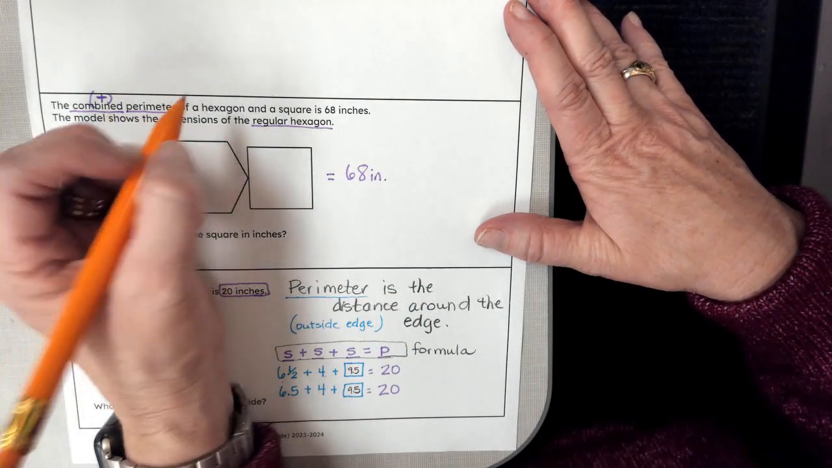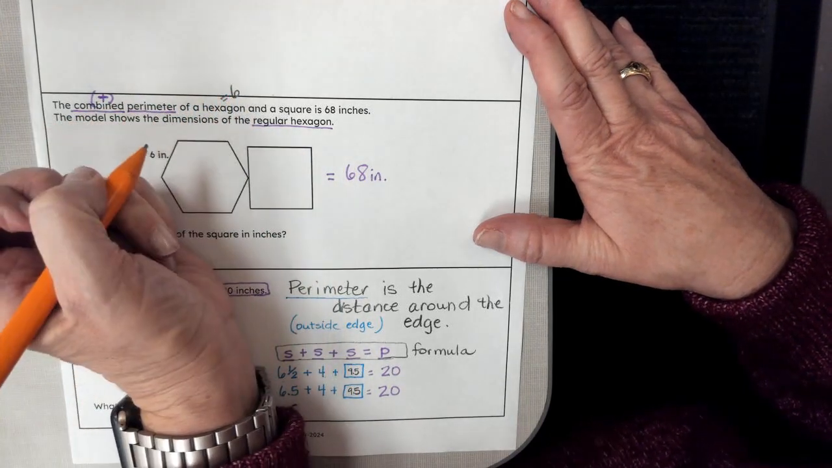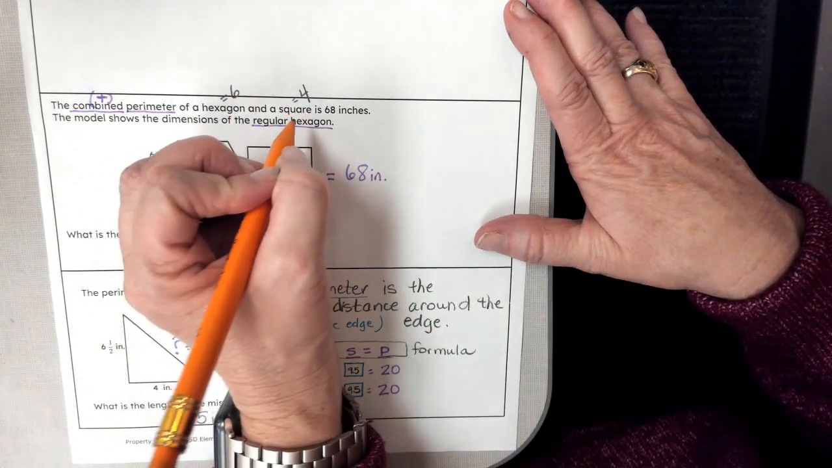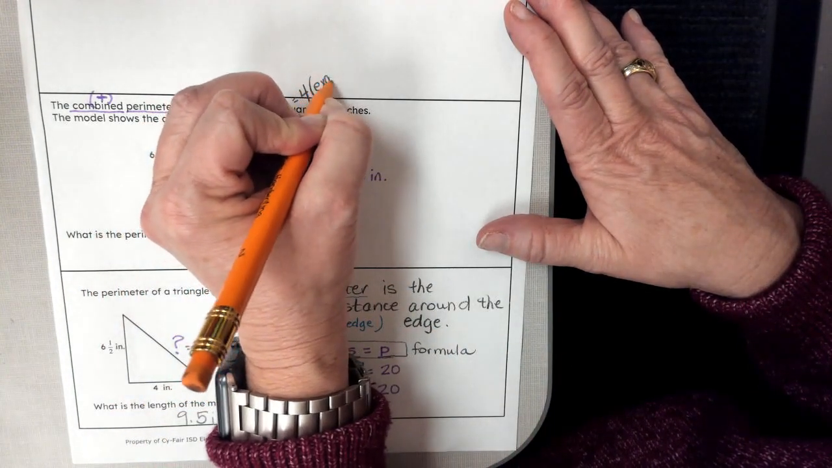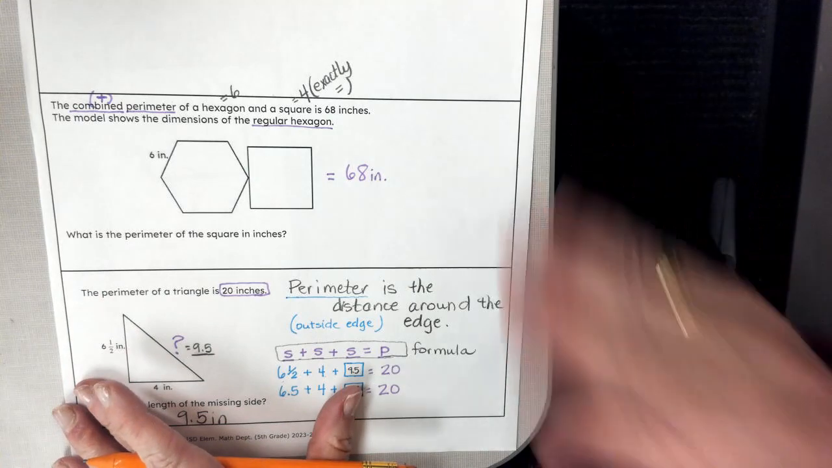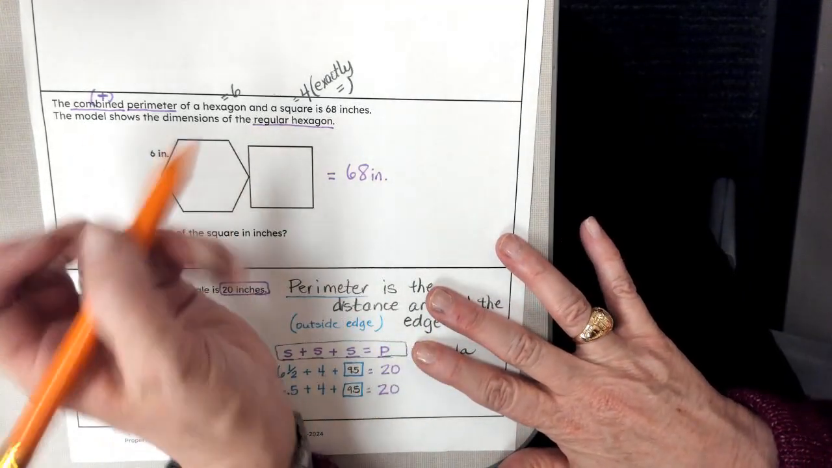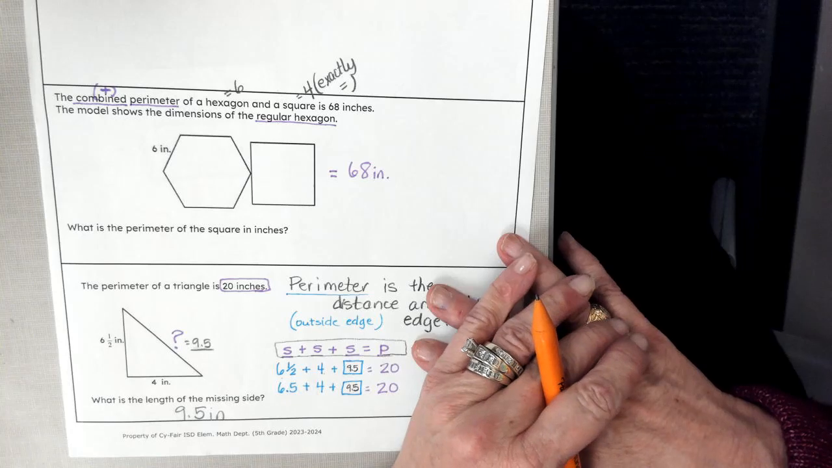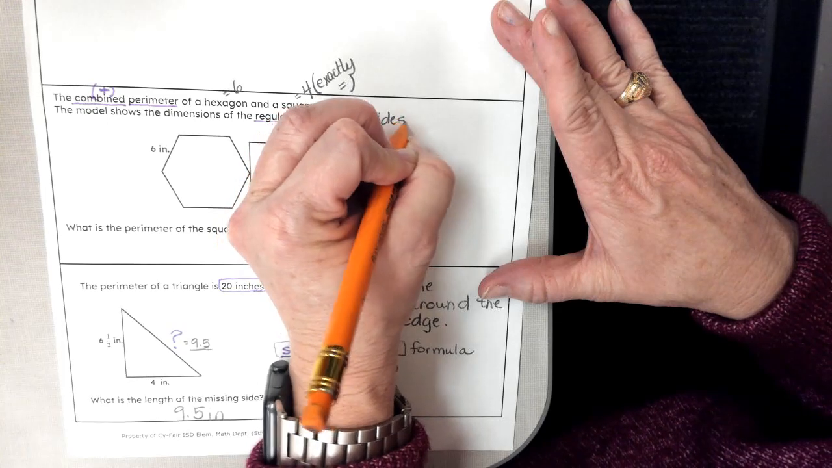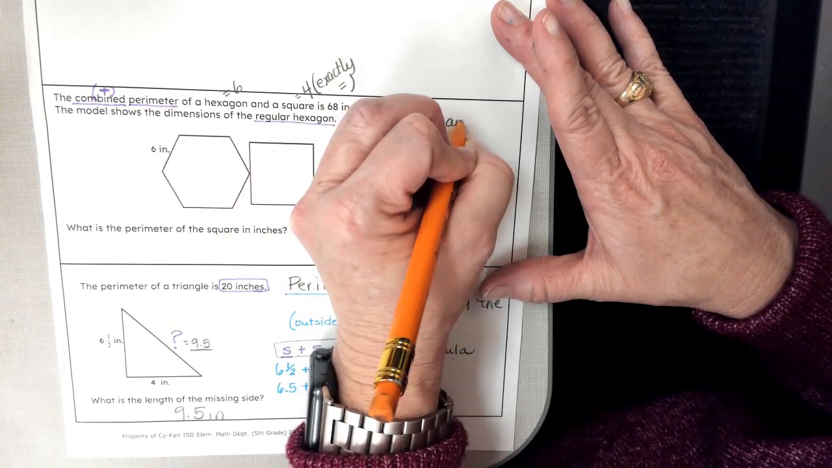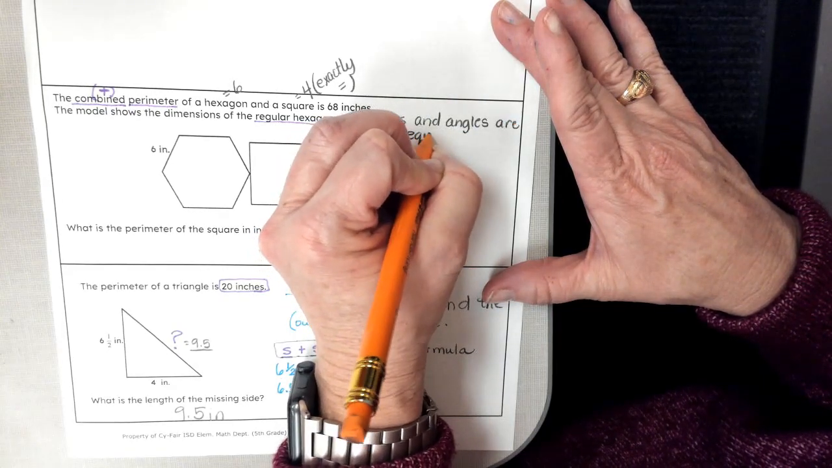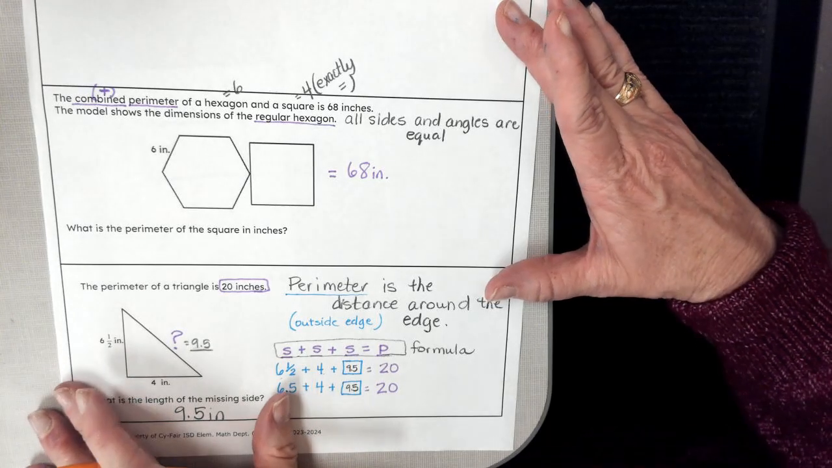What I do know is that a hexagon is a 6-sided figure and that a square is a 4-sided figure. And a square has special attributes, meaning that it's exactly equal on all 4 sides. It also tells me that this is a regular hexagon. So a regular hexagon means all sides and angles are equal or congruent, whichever word you want to use.